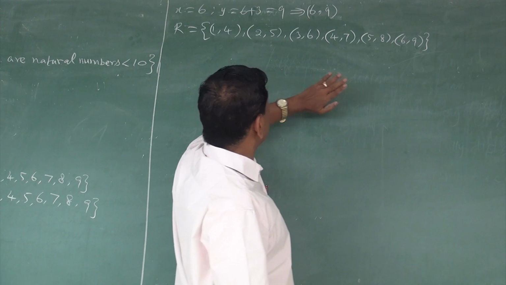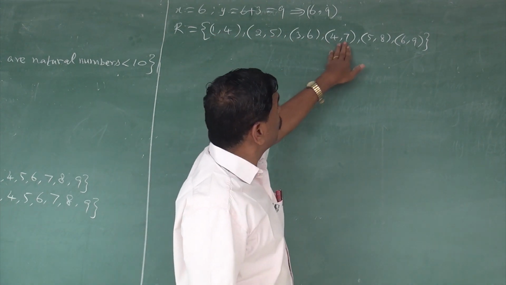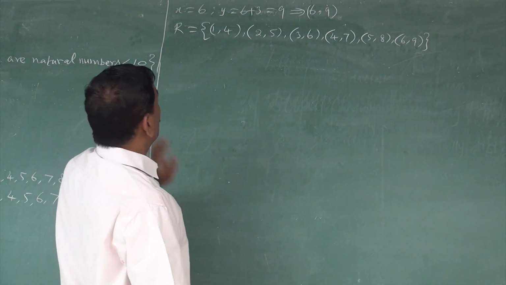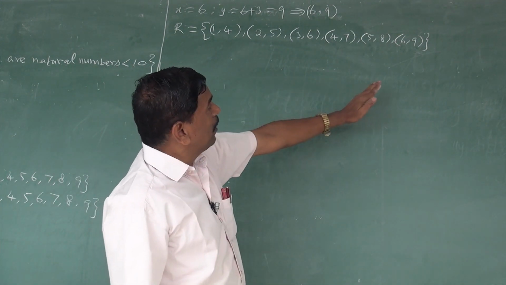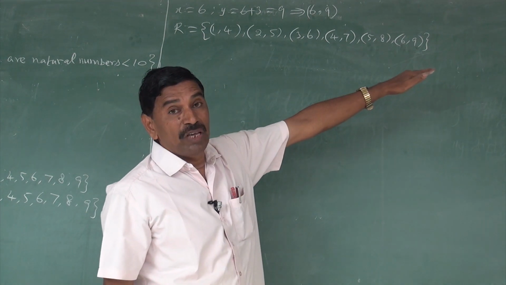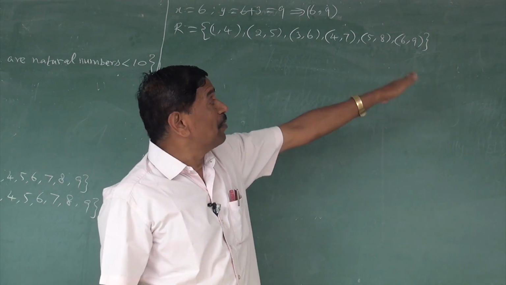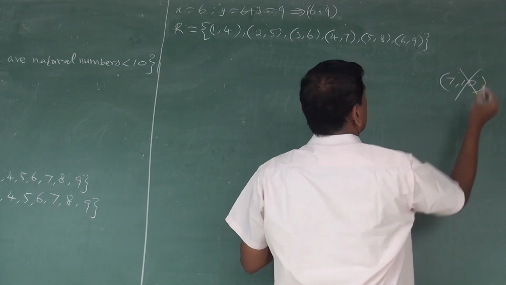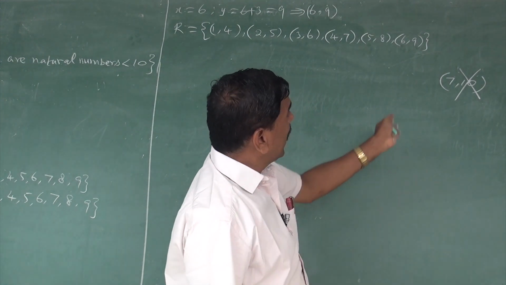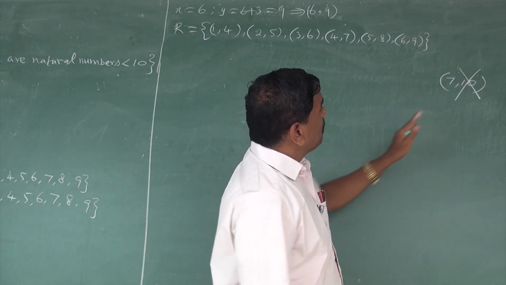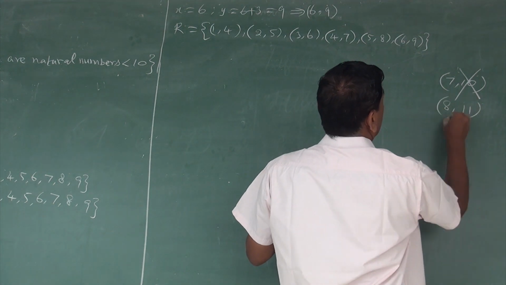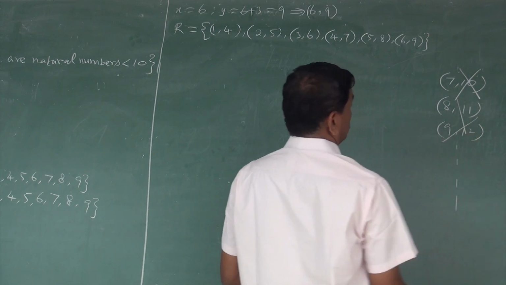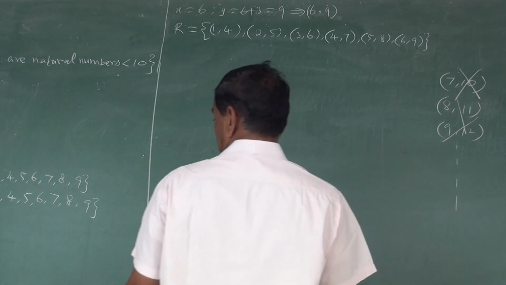So how many ordered pairs? Count it. 1, 2, 3, 4, 5, 6. Only 6 ordered pairs are possible for this question. X takes 1 to 9, but when x equals 7, your y value is 10. So that is why 7 comma 10 is impossible. 7 comma 10 is incorrect. Similarly, 8 comma 11 and 9 comma 12. These ordered pairs are not possible. Okay, it is ideal.